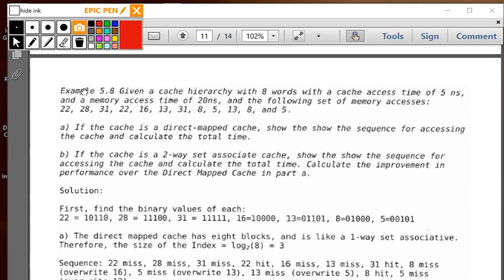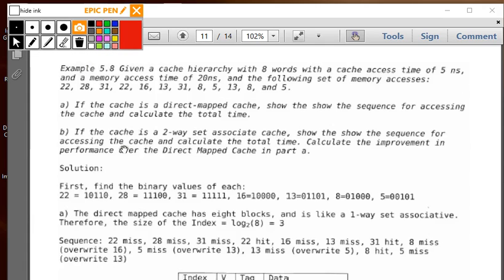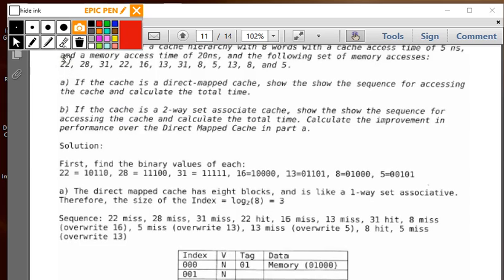5. So A, if the cache is a direct map cache, show the sequence for accessing the cache and calculate the total time. So recall that we have, and then part B is doing the same thing for set associative cache, and then calculate the improvement in performance. So those of you who thought they were done with performance questions, sorry, electrical engineers get to deal with it till you retire.